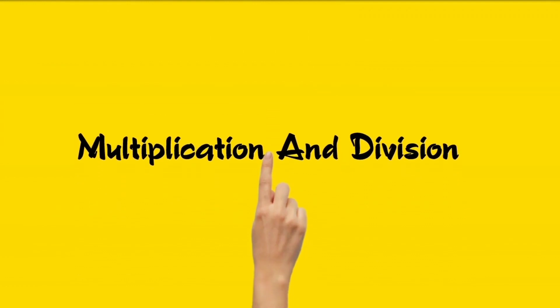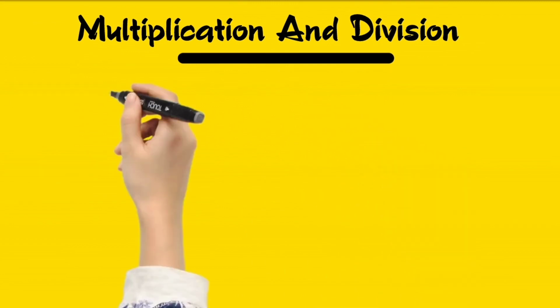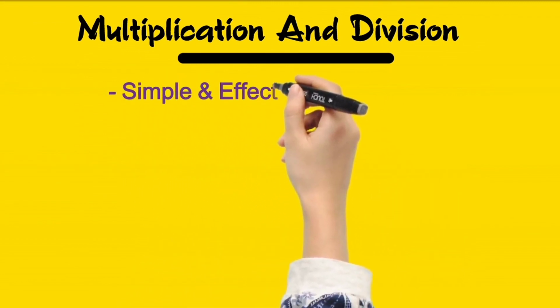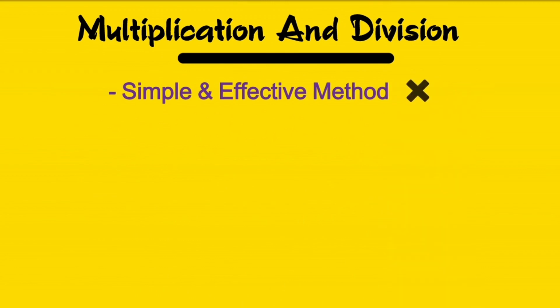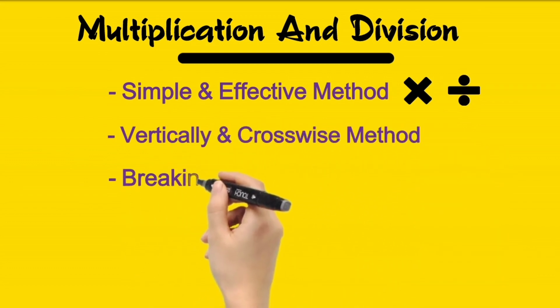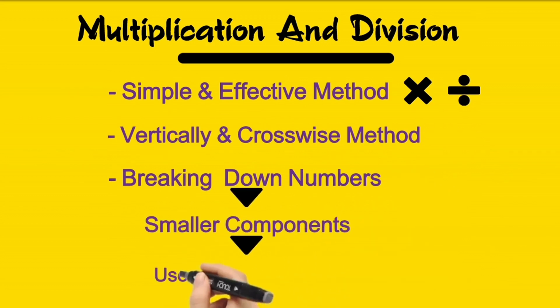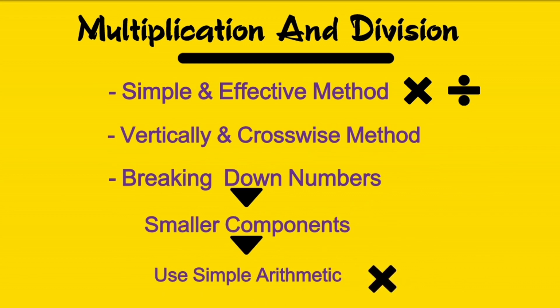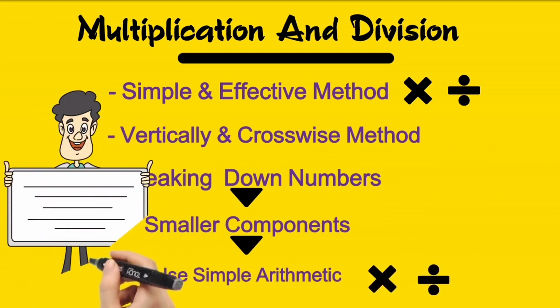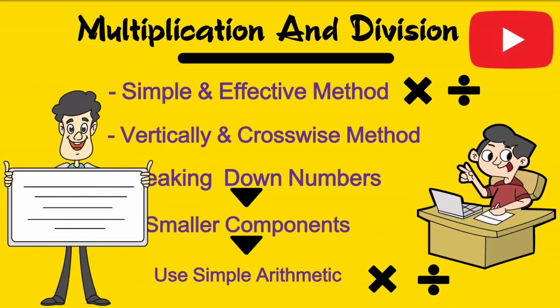Multiplication and division. Multiplication and division are often considered as more difficult math operations. However, Vedic math has a simple and effective method for multiplying 2 and 3-digit numbers and dividing bigger numbers. It's called the vertically and crosswise method as well. This method involves breaking down the number into smaller components and using simple arithmetic to multiply and divide them. Once you have mastered this method, you will be able to perform complex multiplication problems and division problems in your head with ease. We have got an upcoming video on this topic that you won't want to miss.